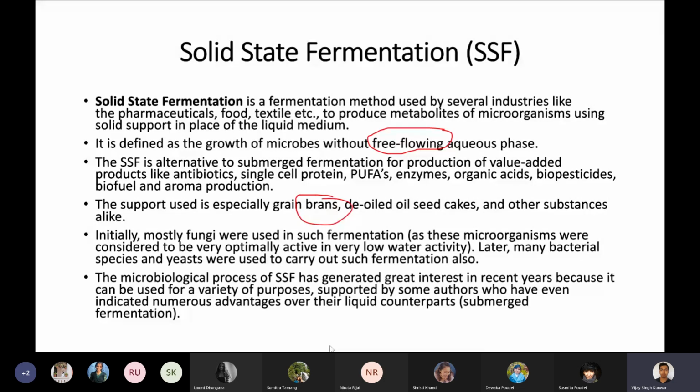So initially, mostly fungi were used in such fermentation, as these microorganisms were considered to be very optimally active in very low water activity. Later, many microbial species and yeast were used to carry out such fermentation also. So initially, this method of production, solid state fermentation, was only limited to the fungi, since they can grow in very low water activity.